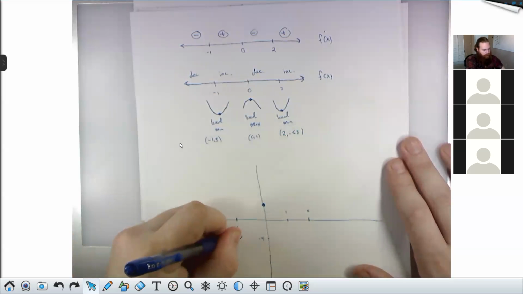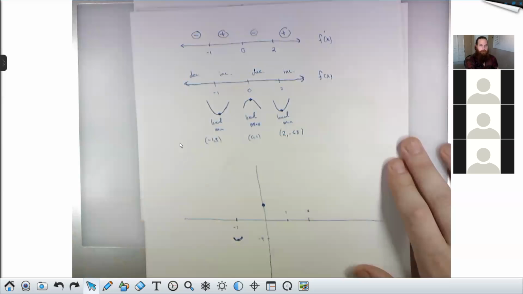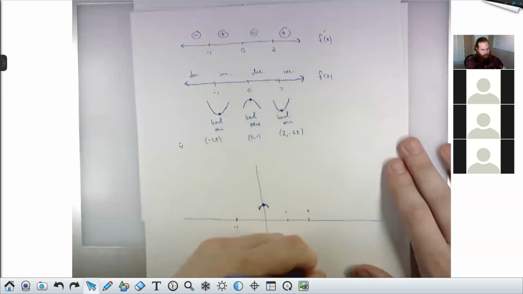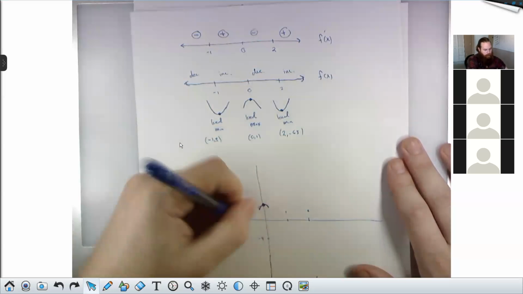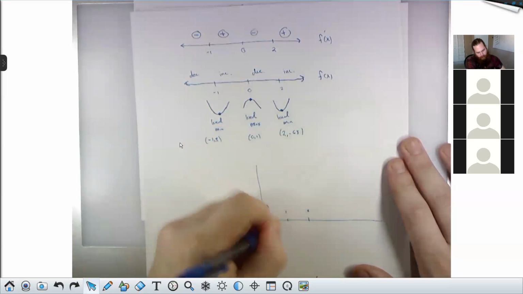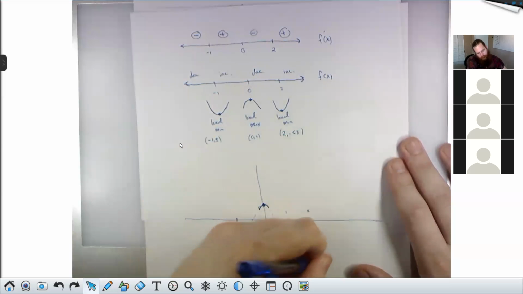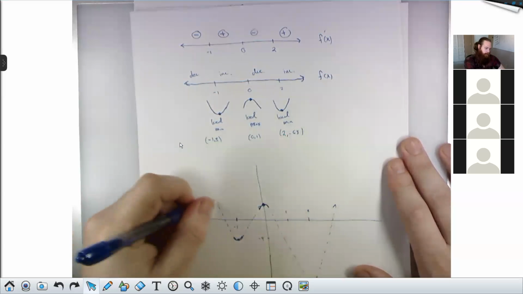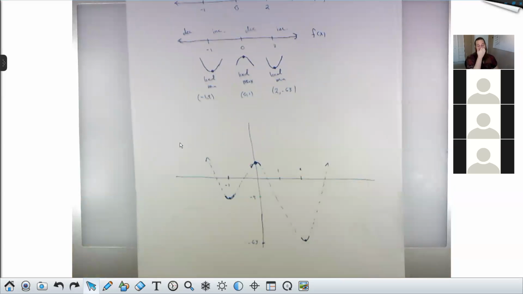So locally, the behavior here looks like this. I know that at 0 comma 1, I have a local max. So locally, the behavior there looks like this. And I know that at 2 comma negative 63, the behavior looks like this. So the graph of f has to look something like this. Right? This is the basic idea.